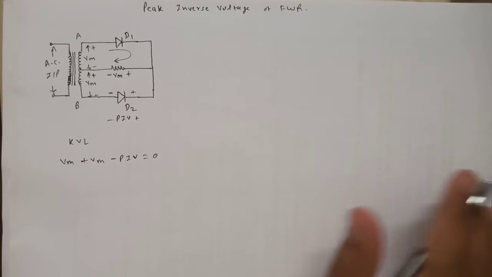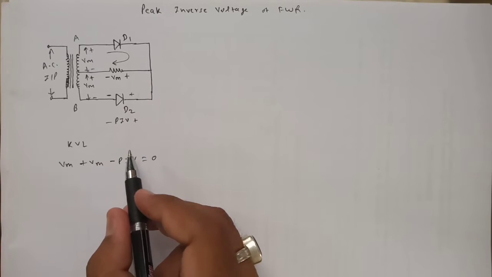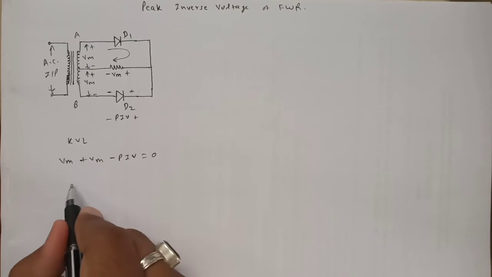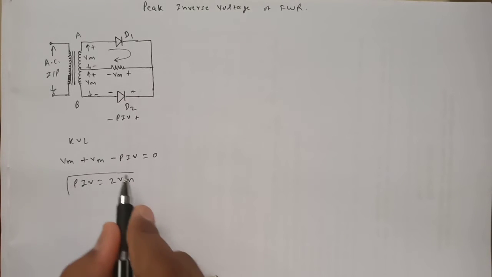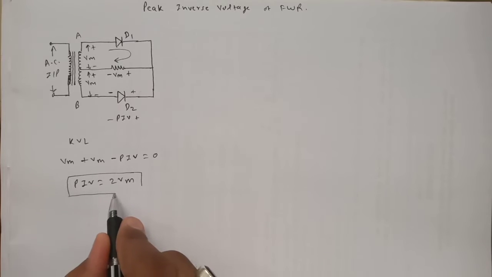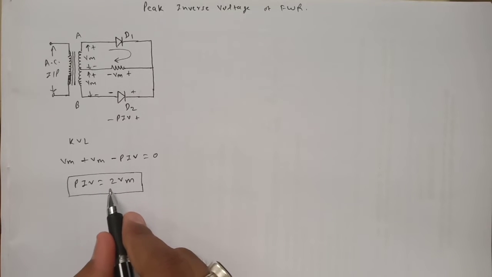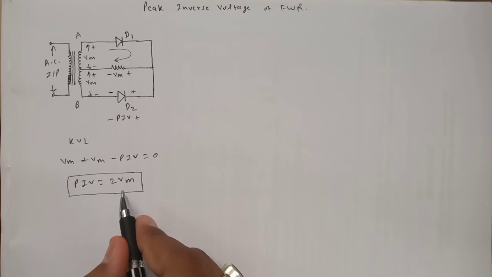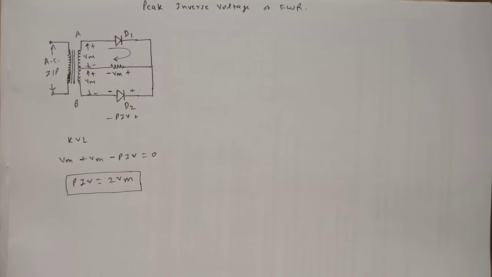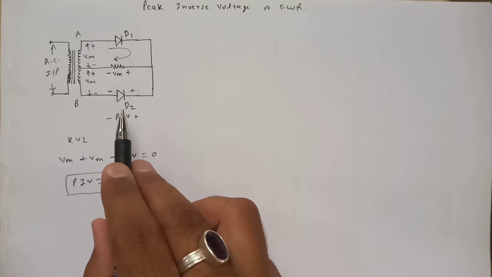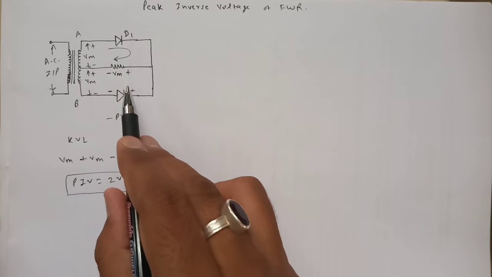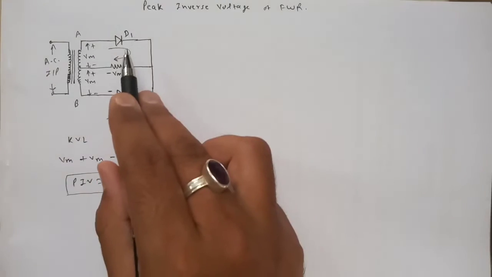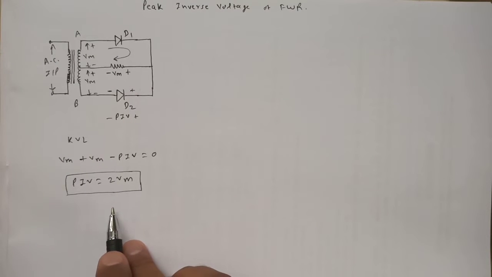Remember Kirchhoff's voltage law: the algebraic sum of all the voltages in a closed loop is always 0. So it gives PIV equal to twice Vm. This means that in the center tap full wave rectifier, the voltage applied across the diode when it is reverse biased is twice Vm. This was the case of diode D2 during the positive half cycle. Similarly, you can consider the negative half cycle and calculate the PIV for diode D1, and I am sure you will get the same value, PIV equal to twice Vm.